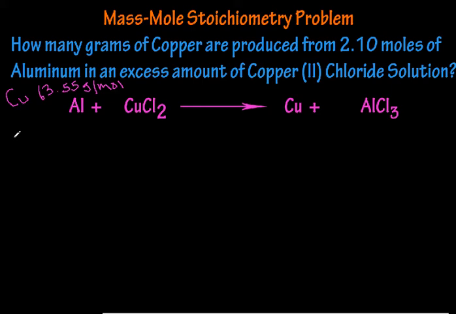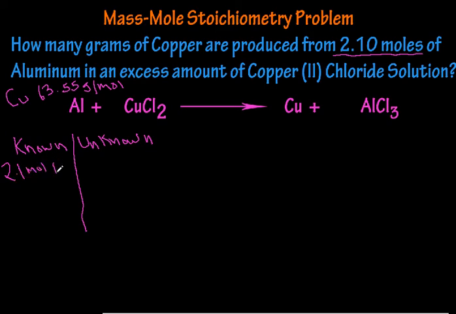Let's make our chart. Our chart has, remember, our known, or our given, and it has our unknown. So our known, it's right here, 2.1 moles of aluminum. And our unknown, how much what? Copper. What do they mean by much? What are the units? Grams. How many grams? So grams of copper.